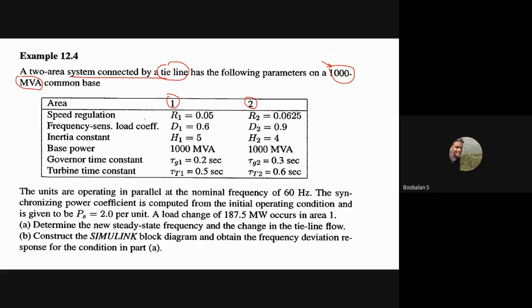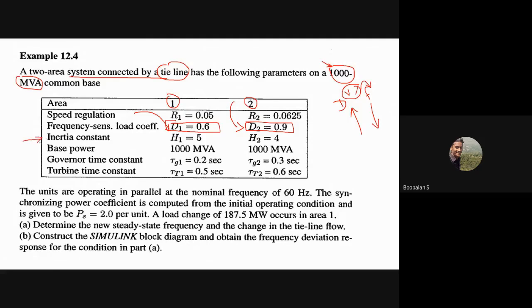These are the parameters given by the engineers, right? Speed regulation R1 and R2, and the frequency sensitive load coefficient D1. Whenever the load changes, the frequency changes, and vice versa: if the load changes, my frequency is definitely also going to change. The load changes in the form of a percentage in the frequency. Every change causes a voltage drop, a speed drop, and the frequency also drops. In between, they don't show us.